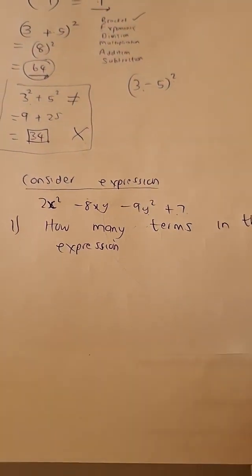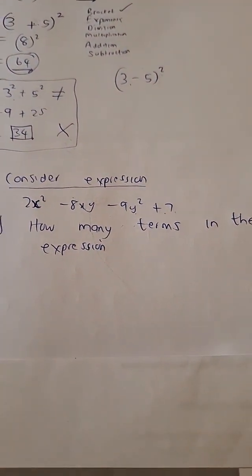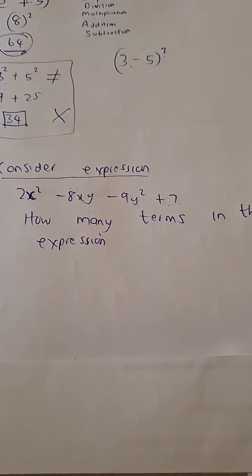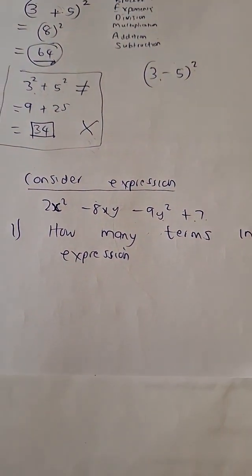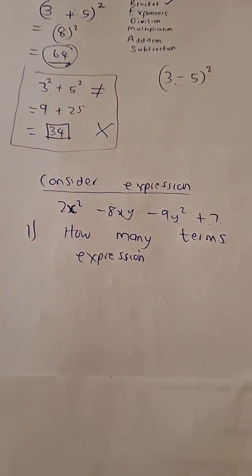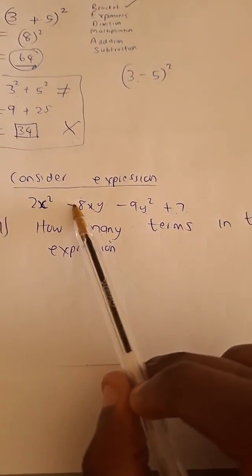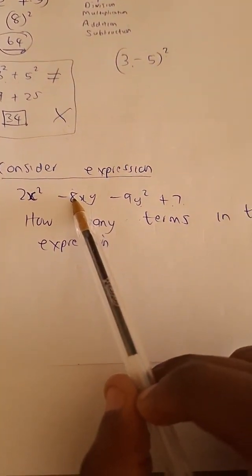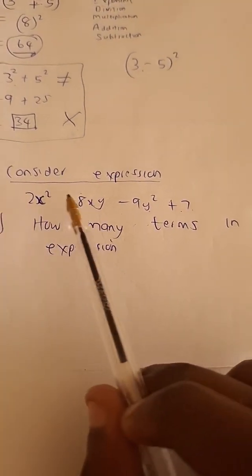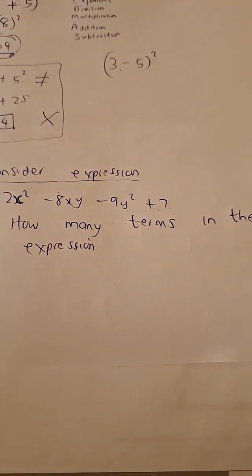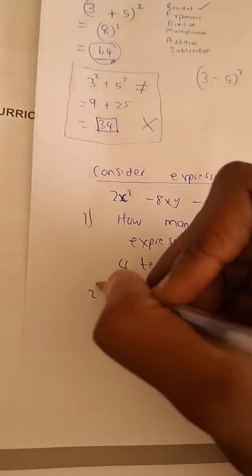You should know how many terms there are based on your understanding of how to identify terms. What separates terms? A plus and a minus sign. And what combines terms? Multiply combines terms. Divide combines terms. Having a bracket combines terms. So in this situation, 2x squared, minus means separate, 8xy is the second term. Minus means separate, 9y squared is another. Plus 7 is another. So there are 1, 2, 3, 4 terms. You guys are 100% spot on. Very good. Let's look at the next one.